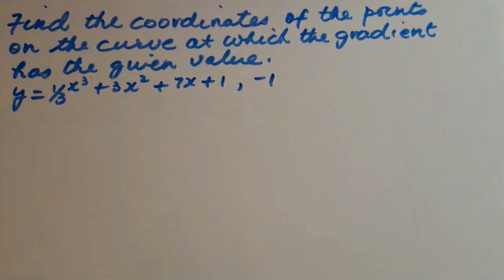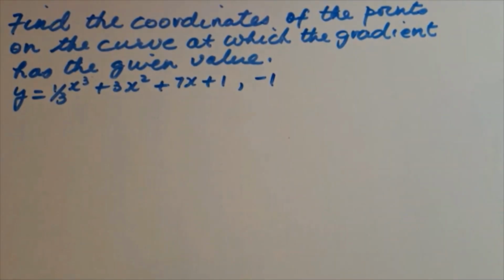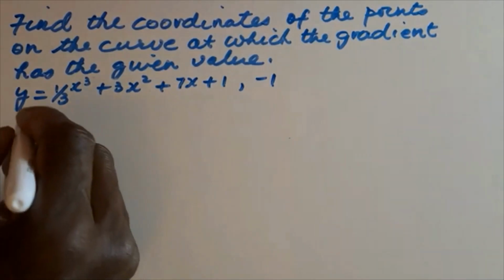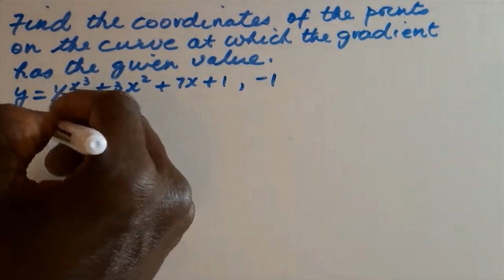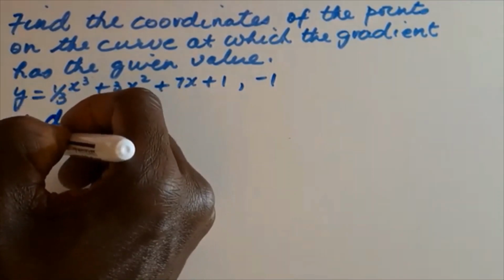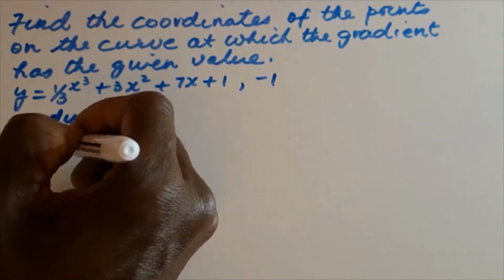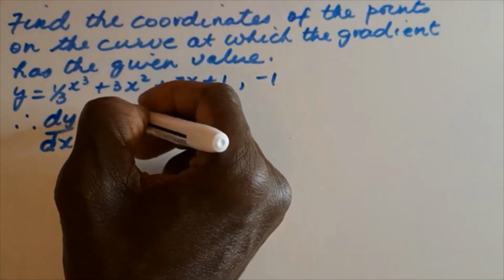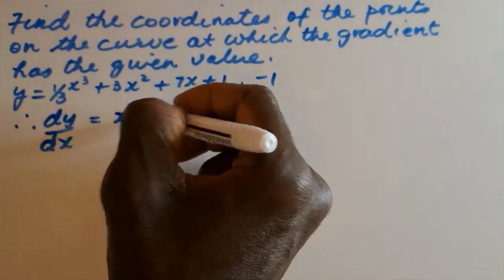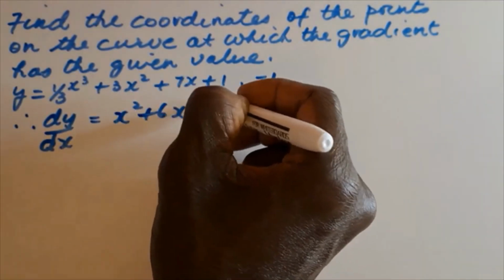Hi, here's another differentiation problem I'd like to go through with you. Find the coordinates of the points on the curve at which the gradient has the given value. This is the curve y is equal to a third x cubed, add 3x squared, add 7x, add 1. And the given value is -1. So we could go ahead and differentiate our function: dy dx is equal to x squared, add 6x, add 7.